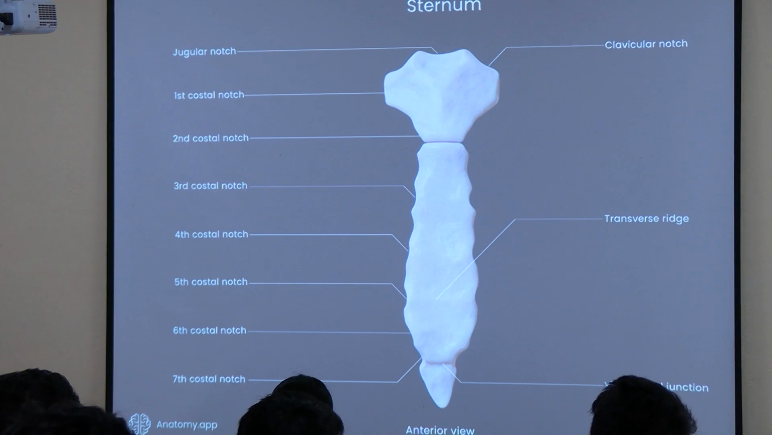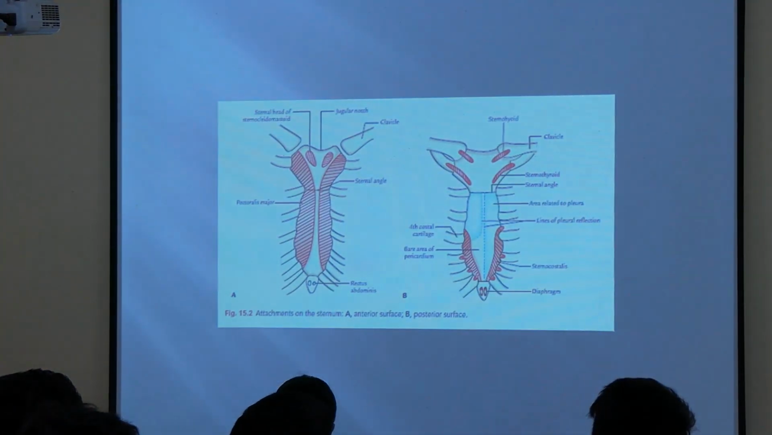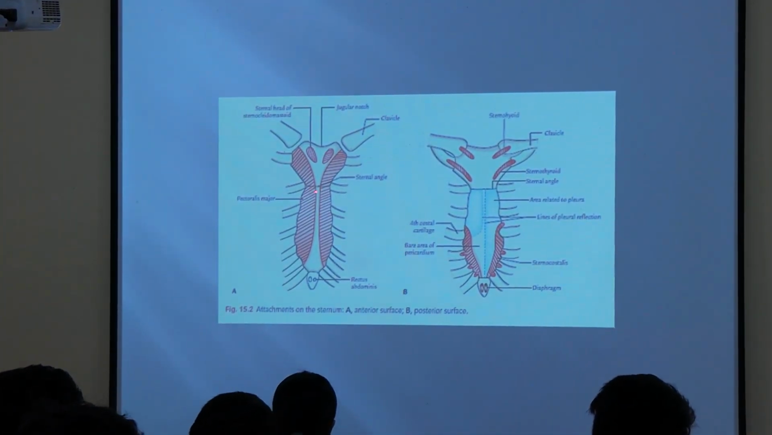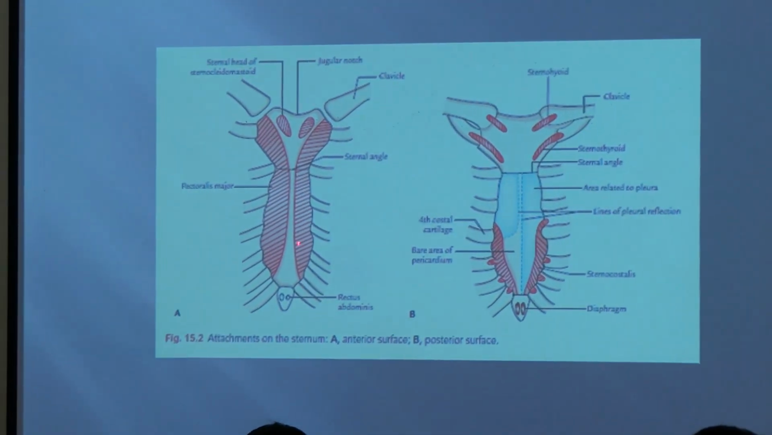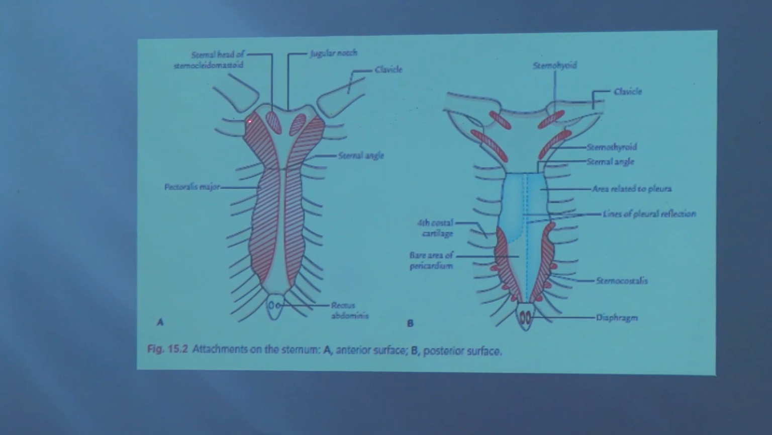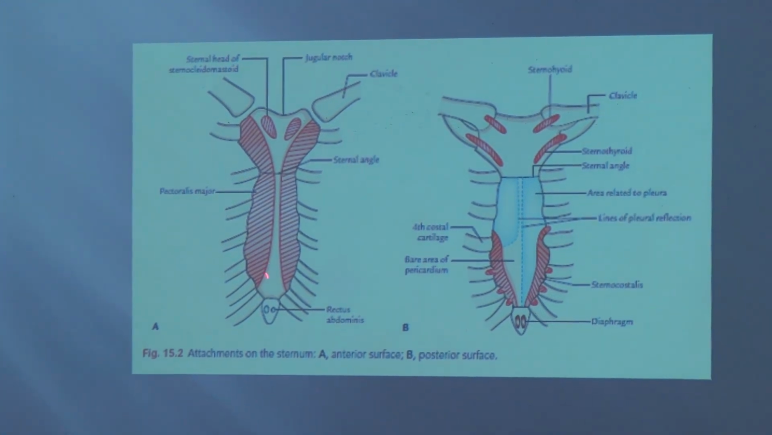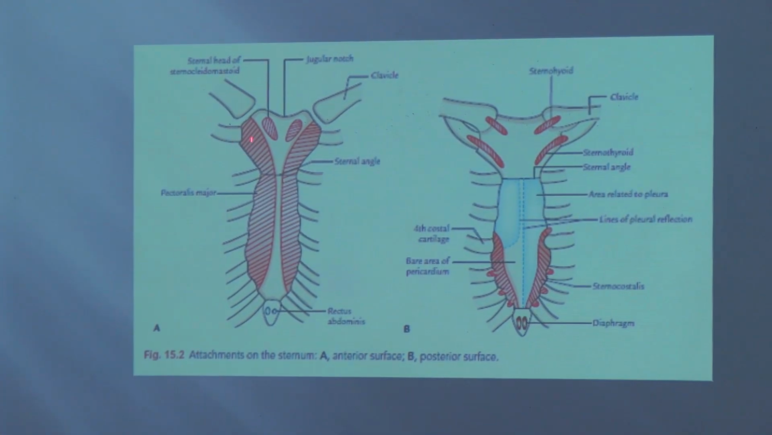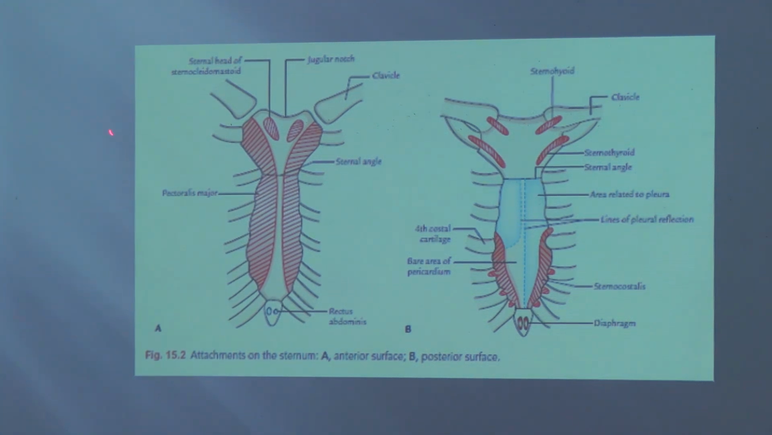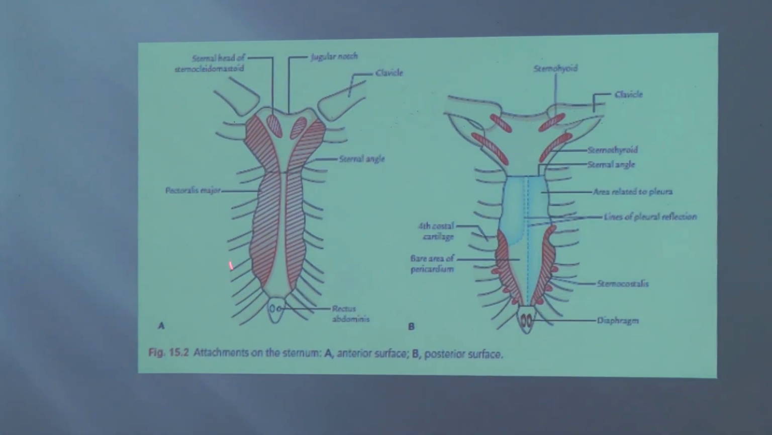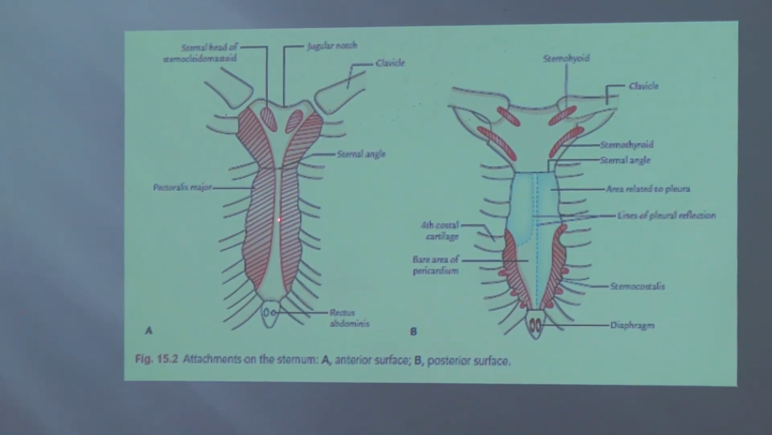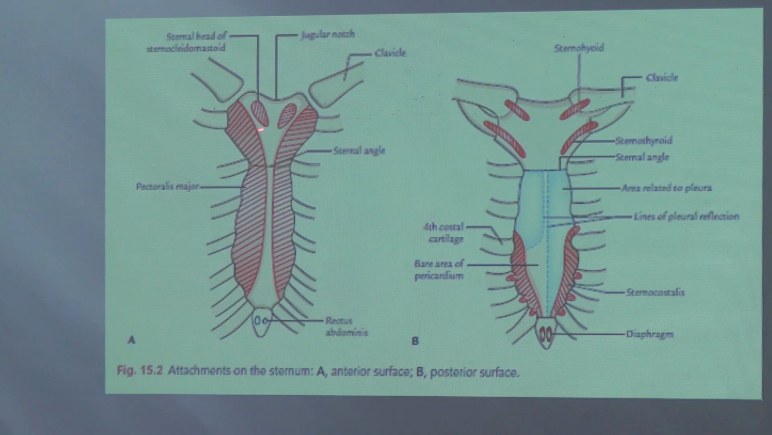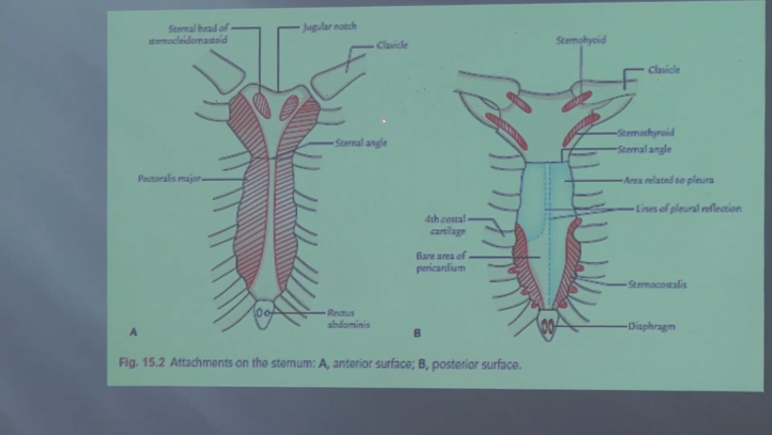Then coming to the muscular attachments. On the anterior part, almost the whole surface is covered by the pectoralis major muscle. Its fibers will go like this, on flapping the skin of the thorax area. The first muscle that you see is the pectoralis major, whose major fibers are present on the lateral halves of the sternum. And on the upper part, there is the sternal head of the sternocleidomastoid muscle.